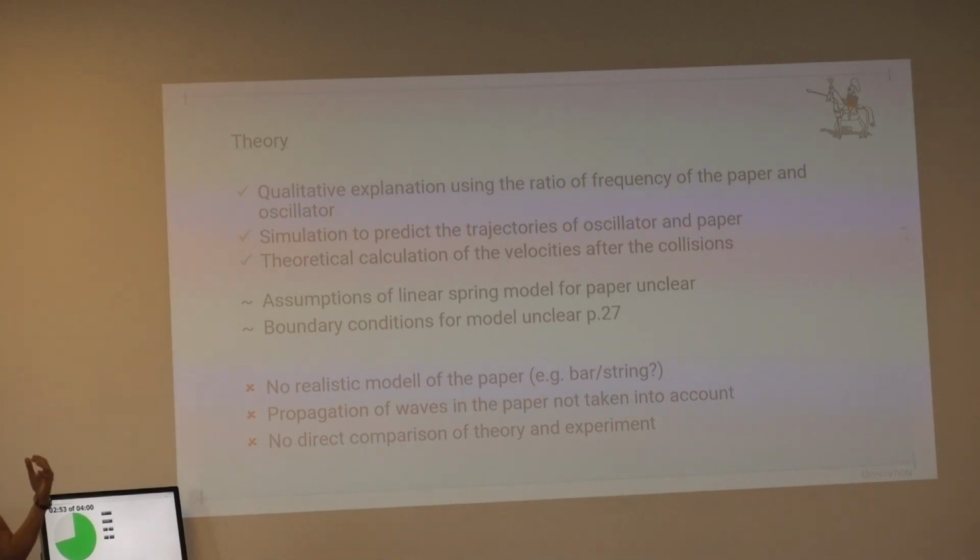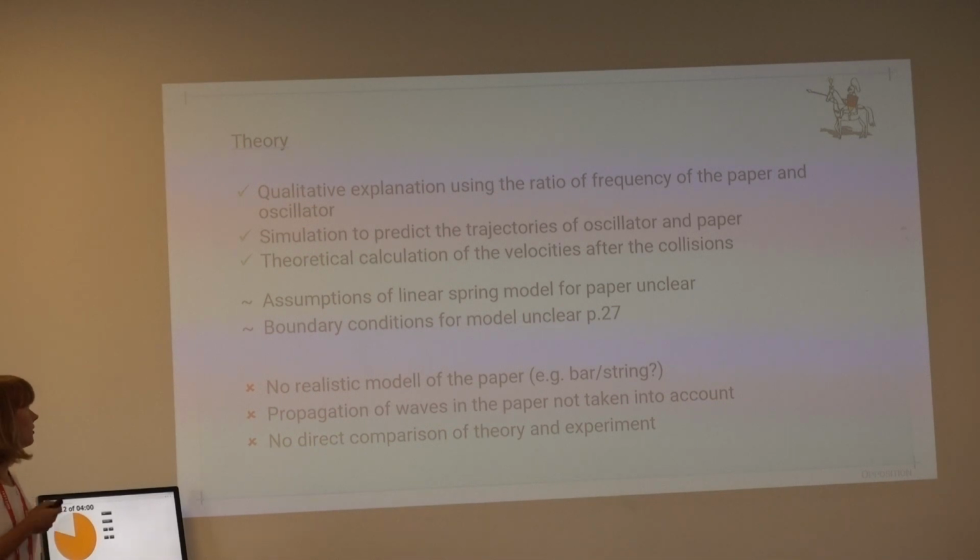To the theory, there was a qualitative explanation for the occurrence of undertones using the ratio between the frequencies of the paper and of the oscillator. And there was a simulation that could predict the trajectories of the oscillator and of the paper, and a theoretical calculation of the velocity of the paper for each time step via the simulation.